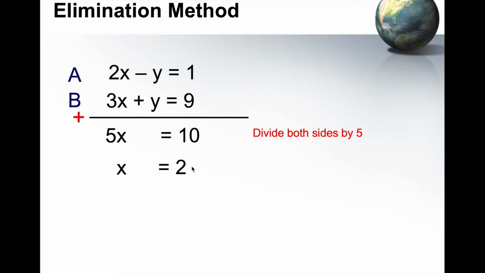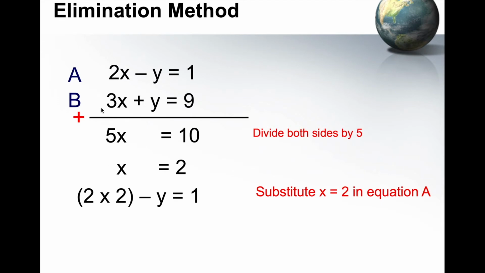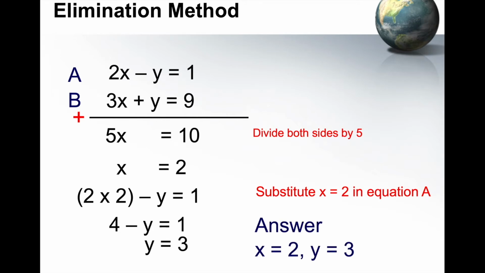So you can substitute x equal to 2 into equation A or B, doesn't matter. In this case, I pick equation A. So substitute x equal to 2 into equation A, and then you'll have 2 times x. Since x equal to 2, you have 2 times 2 subtracted by y is equal to 1. So you have 4 minus y equal to 1, and therefore y is equal to 3. So the answer is x is equal to 2 and y is equal to 3.